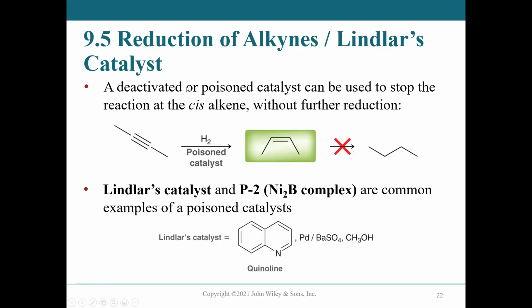So a deactivated or poisoned catalyst can be used to stop the reaction at the cis alkene without further reduction. So they say use this poison catalyst. In this case, they say the Lindlar's catalysts are common examples of a poison catalyst. So we're not going to proceed here. We're just going to stop right here. So it really depends on what you want to do as far as the products you want to create.